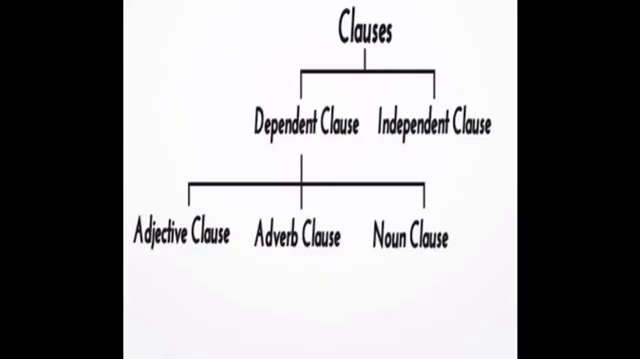Dear friends, see the chart displayed on the screen. This is a classification of a clause. A clause is mainly divided into two: dependent clause and independent clause. A dependent clause is further branched into adjective clause, adverb clause, and noun clause. So today we will discuss only independent clause and dependent clause. The further classifications of dependent clause will be handled in coming sessions.